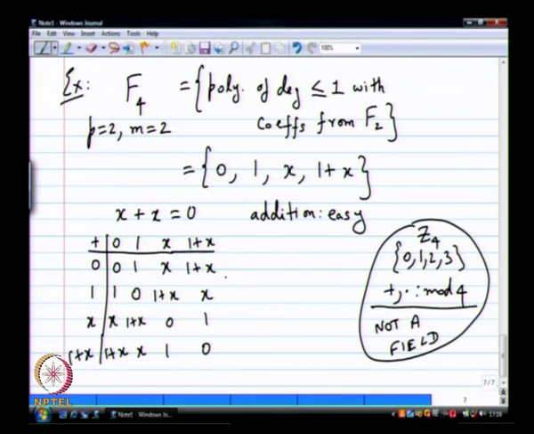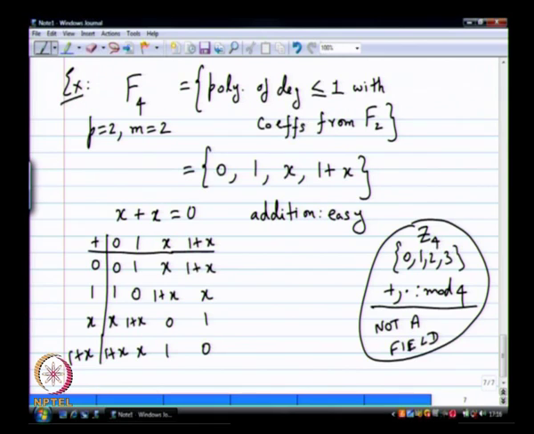So that's addition. Addition is quite simple, and Z4 and F4 are totally different. They are not at all the same. Remember that. 3 plus 3, for instance, is not 0 in Z4, whereas 1 plus x plus 1 plus x is 0 in F4. They are very different types of things. There's no easy relationship between them. There are complicated relationships and many papers have been written on it, but easy relationships don't exist.